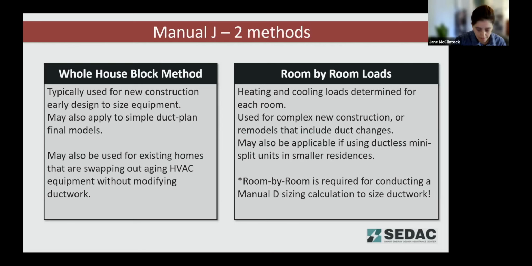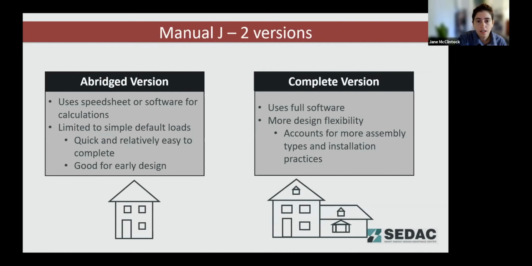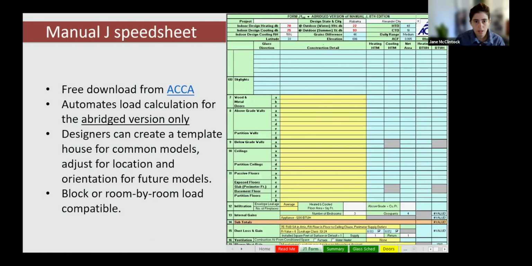So, oh, I'm sorry. The speed sheet, excuse me, here's an image of that Manual J speed sheet. So you remember we spoke about the abridged method on the one hand and then the full method. This is a screenshot of the abridged method. This is a free download of it. It's an Excel sheet from ACCA. So from the folks that publish the Manual J, they also publish this Manual J speed sheet, which automates the load calculations for that abridged calculation. And this is something that you can use to design those simple projects.